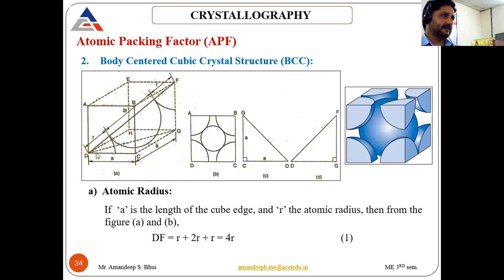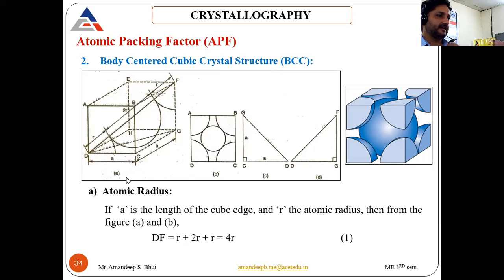If I look at the diagonal DF, here we have one atom of radius r at the corner, one full atom at the center, whose diameter will be r plus r, that is 2r, and then there is another atom at the corner with radius r. Let A be the length of the edge of the cube. Because it is a cube, all its sides are equal to A, so its length will be A, its depth will be A, and its height will be A. And r is the atomic radius.